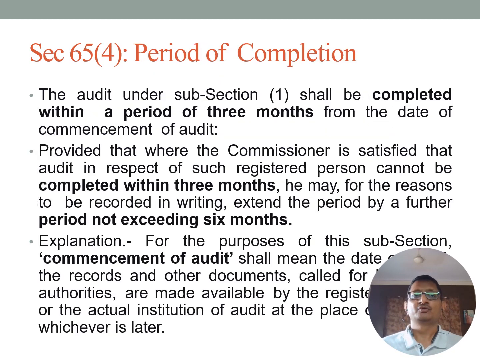Section 65, period of audit. The audit has to be completed within 3 months from the date of commencement. If the Commissioner is satisfied that the audit cannot be completed within 3 months, then by giving reasons recorded in writing, he can extend the period not exceeding 6 months. So total is 3 plus 6, a total of 9 months will be given to complete an audit by the GST department.